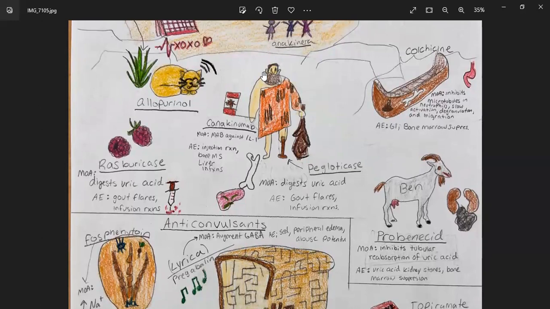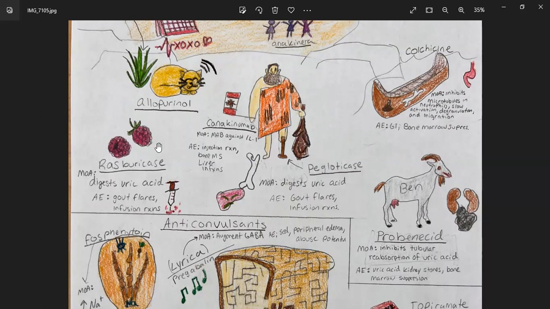and then we have the really old dude here holding a Canadian flag. So Canadian flag for canakinumab. This is again a monoclonal antibody against IL-1. Adverse effects are injection site reactions, bone marrow suppression, liver, infections, and he has a peg leg, so a peg leg for pegloticase. This mechanism of action helps digest uric acid. And adverse effects are gout flares and infusion reactions.